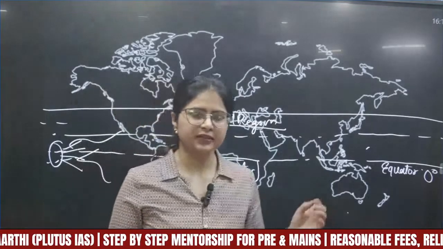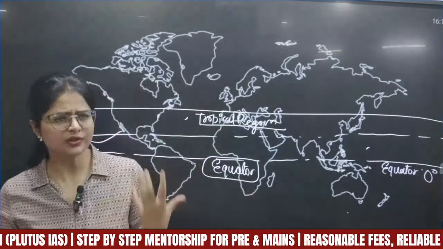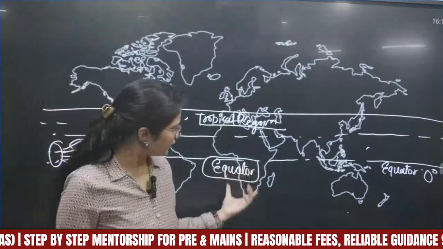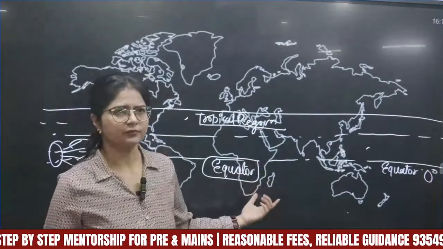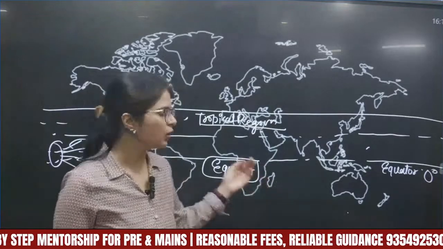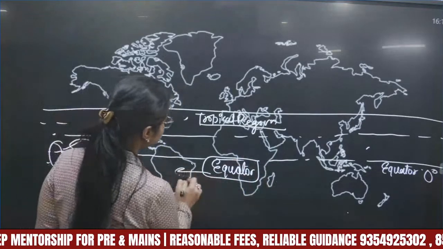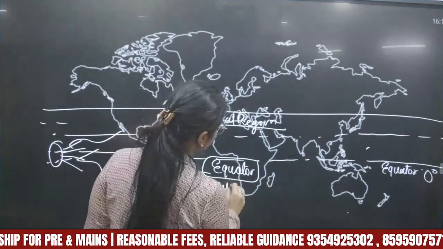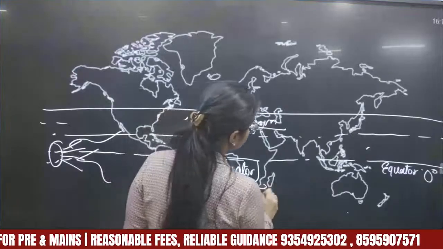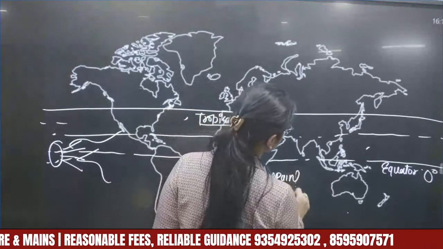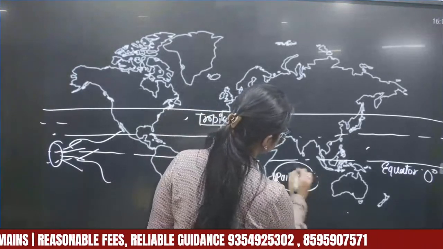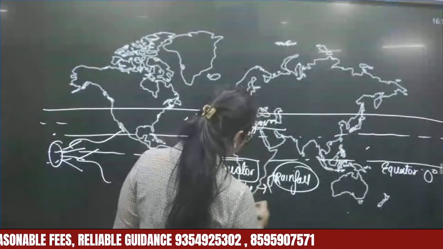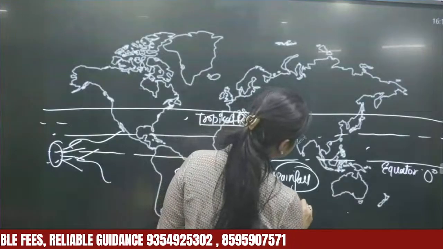Everyone knows that at 4 p.m., or generally not exactly at 4 p.m., in the evening, there is precipitation happening at the equator. And when this is happening, obviously we will have less salinity, because the rainfall which is happening is reducing the level of salinity.